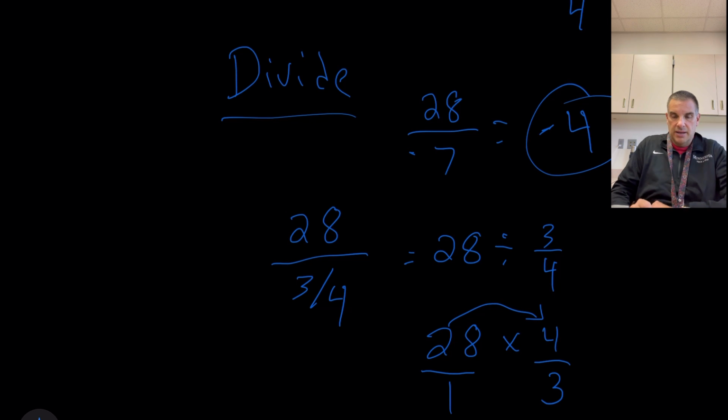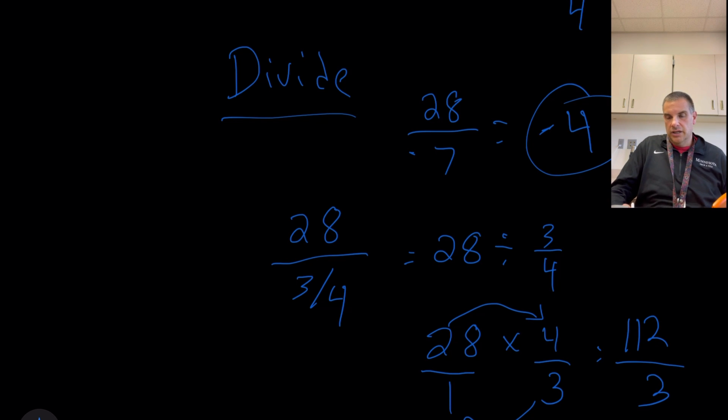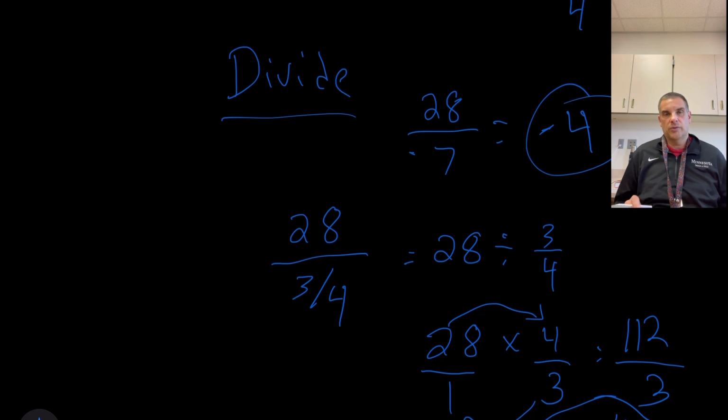Now you put this over 1. And now you just do top times the top. 28 times 4. You grab a calculator, which you probably already just did in your calculator anyway. You get 112. Bottom times the bottom is 3. Reduce it if you can. In this case, it would reduce to 37 1/3, or something like that. Or just leave it as 112 over 3 or 37.3 repeating. Something like that, kind of as far as things go.